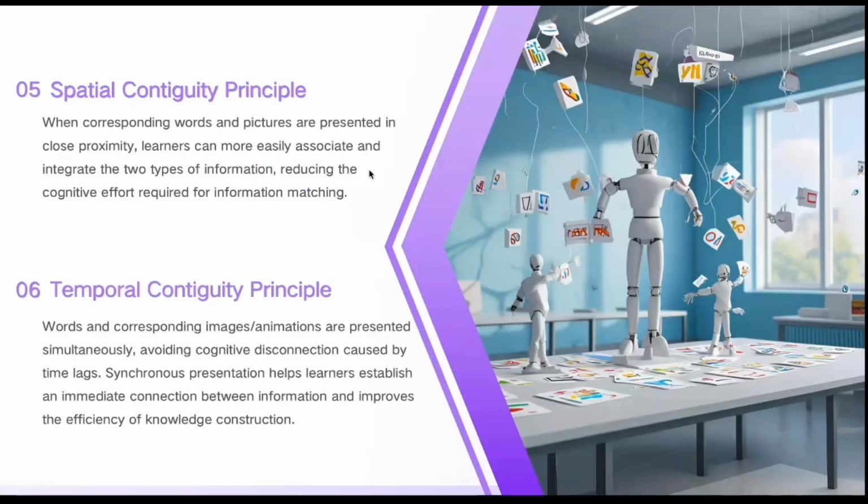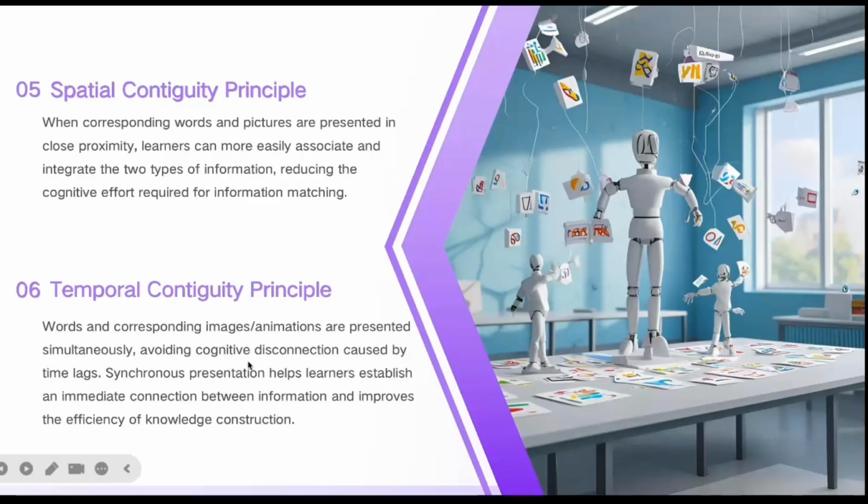The fifth principle is the spatial contiguity principle. Related text and pictures should be placed close together. For example, when labeling cell structures, write the names directly on the image, not far away, forcing everyone to glance back and forth.